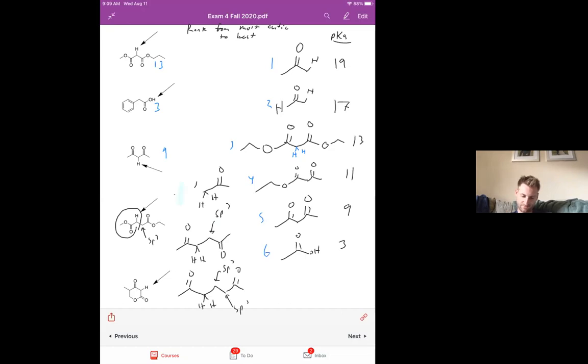Eraser, there it is. All right, so ester pKa is going to be a little higher than ketone. It's probably around 21.